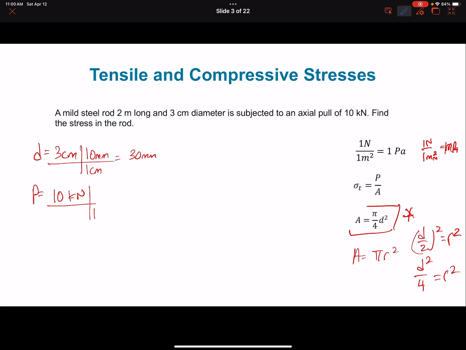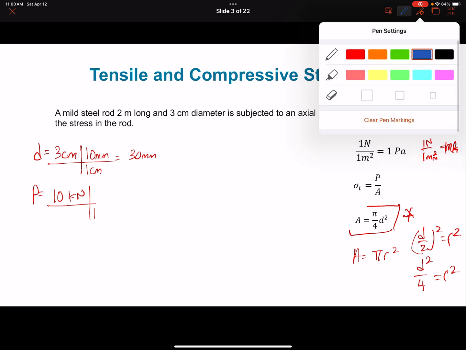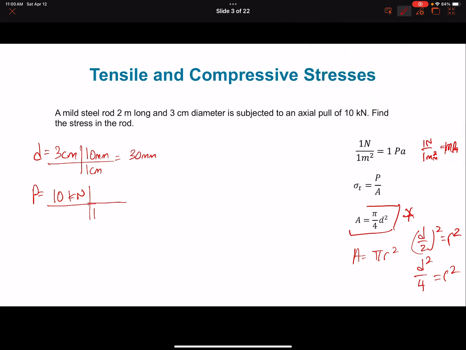So we go back to this problem here, and I guess I'll stay in red while I'm here. 1 kilonewton has 1,000 newtons in it, so that's 10,000 newtons. And our goal in this problem is to find the stress, so sigma T equals P over A. Sigma T equals 10,000 newtons over pi over 4 times 30 squared.